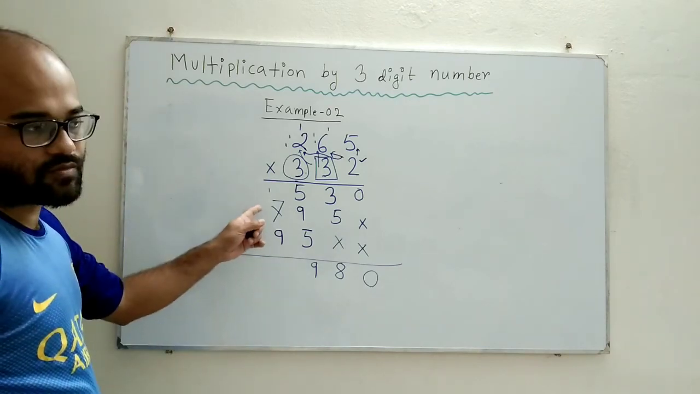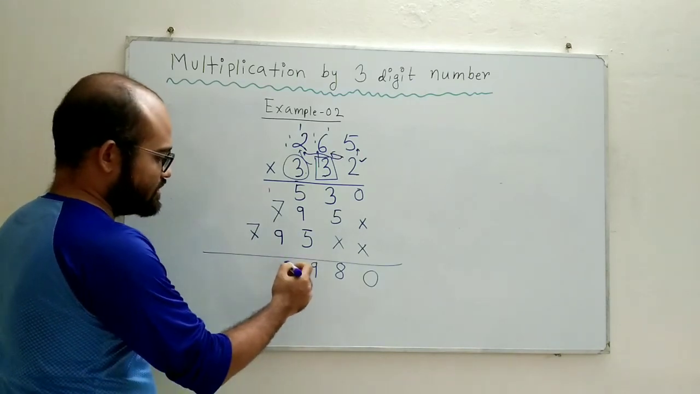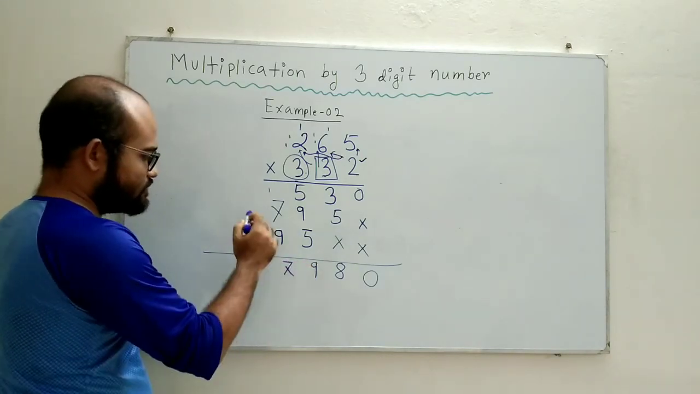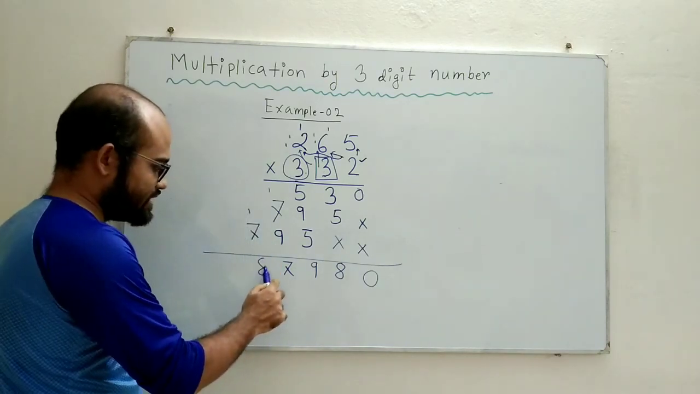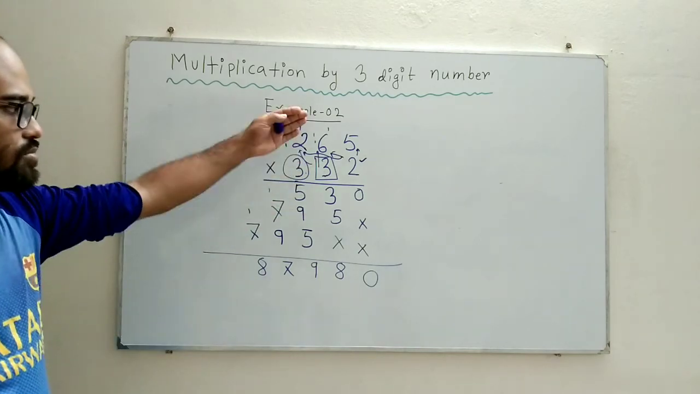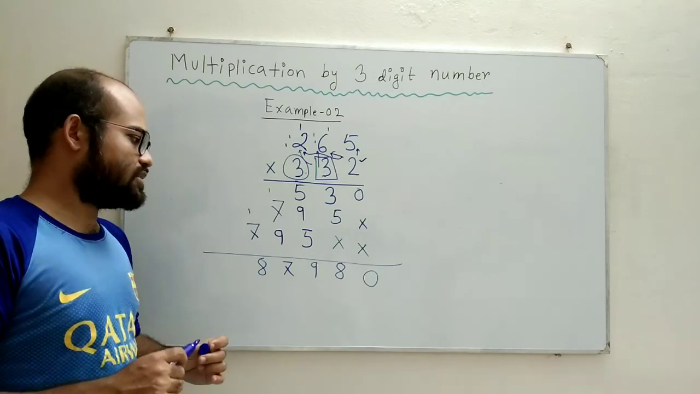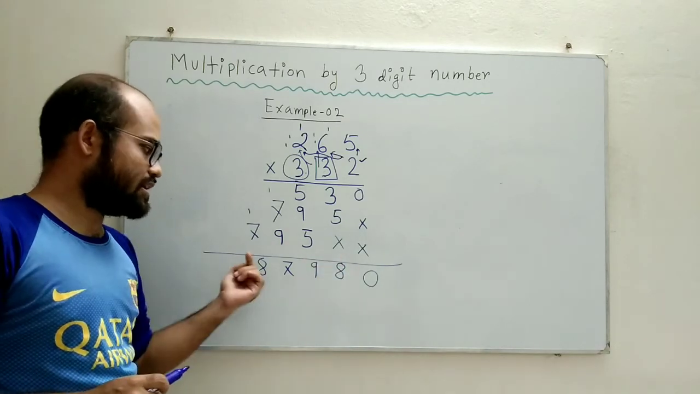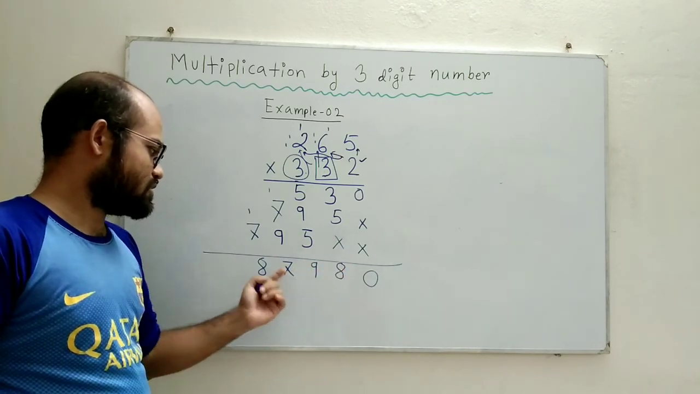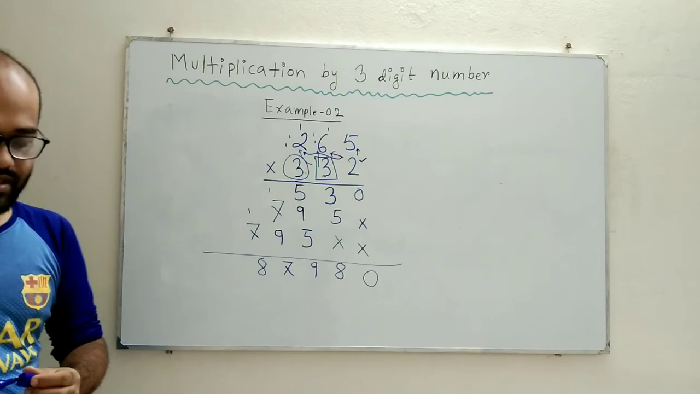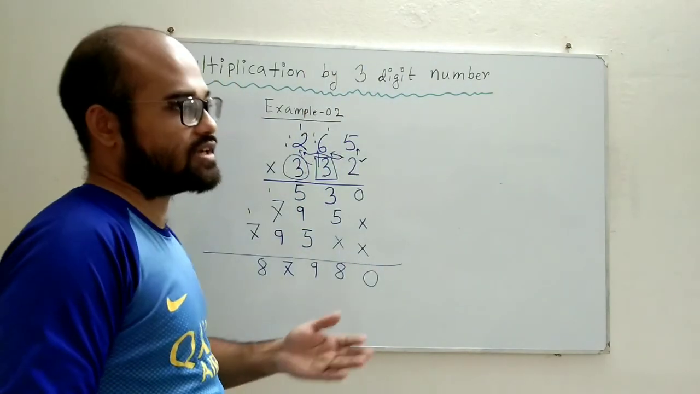7 plus 1 gives us how much? 8. 8 plus 9 gives us how much? 17. So 7, and finally 1 at the top of 7 gives us how much? 8. So our product, or the outcome of multiplying 265 with 1232, is 87,980.